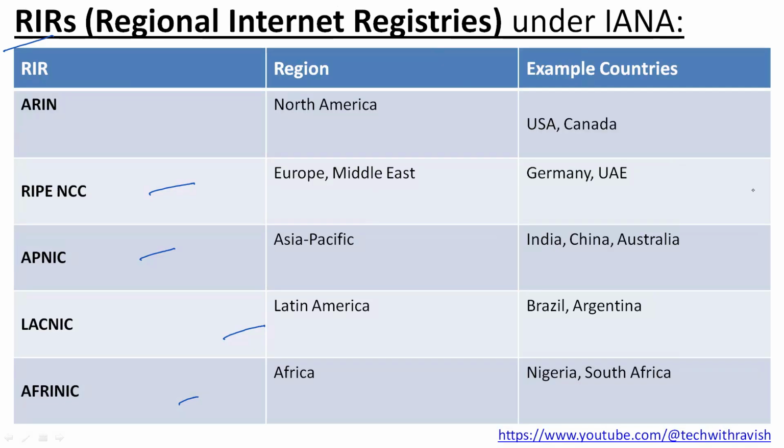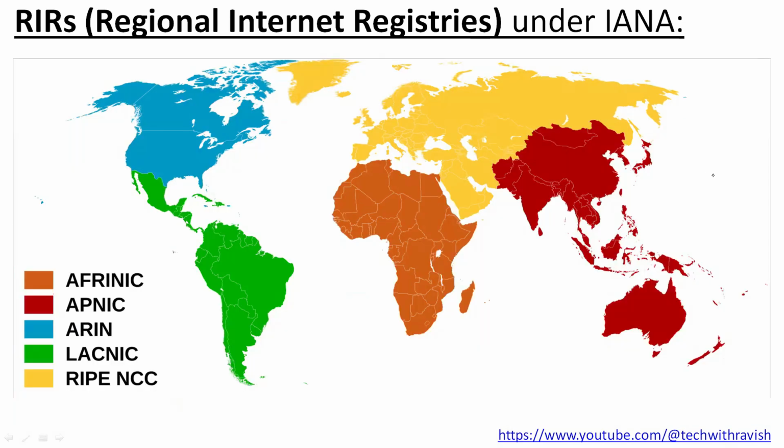Let's talk about the regional internet registries. ARIN serves North America, US and Canada. RIPE NCC serves Europe, the Middle East, Germany or UAE. APNIC serves the Asia Pacific. LACNIC serves Latin America and AFRINIC serves Africa. Now, this is how it looks.